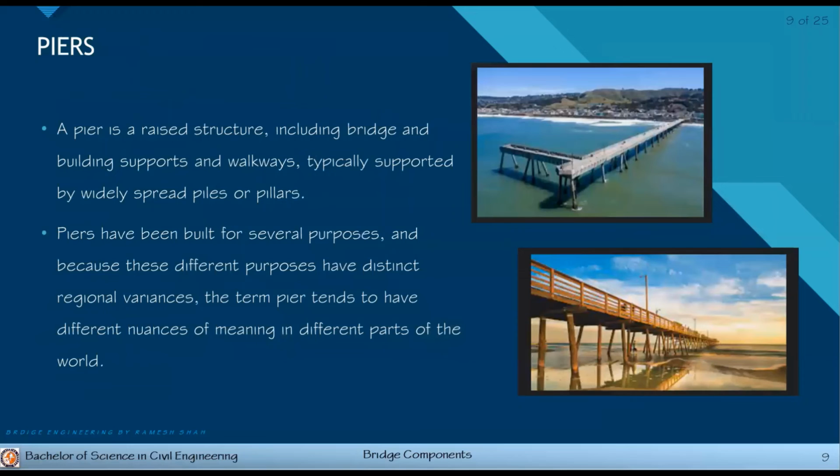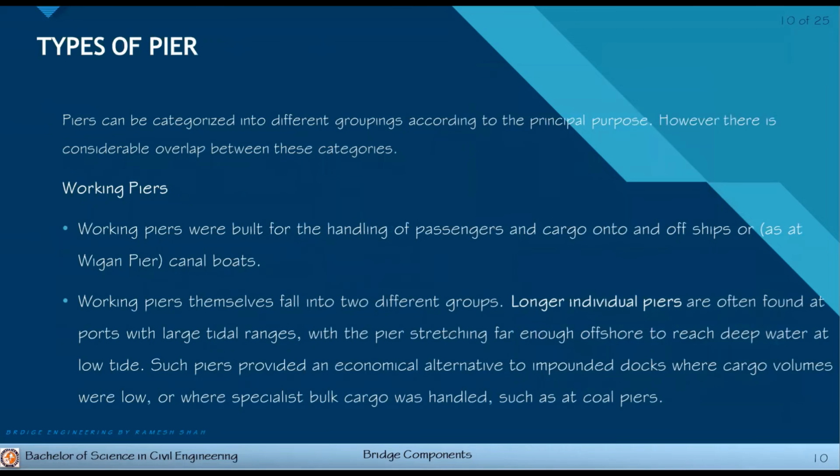So piers. Piers are structures including bridge and building supports and walkways, typically supported with widely spread piles or pillars. Piers have been built for several purposes, and because these different purposes have distinct regional variances, the term pier tends to have different meanings in different parts of the world. So we have different kinds of piers depending on their purpose. So let's proceed. Types of piers.